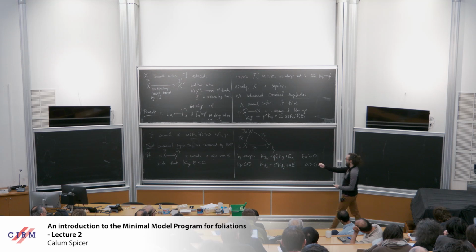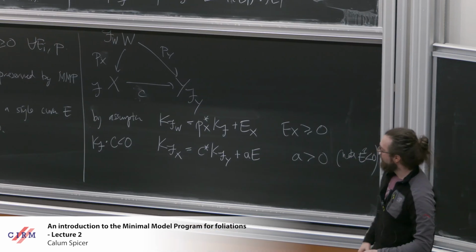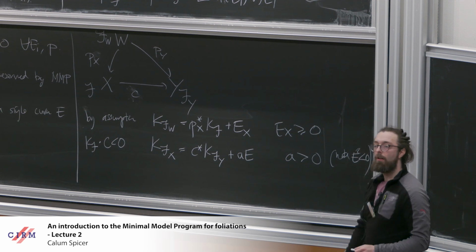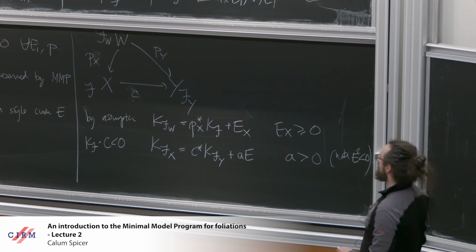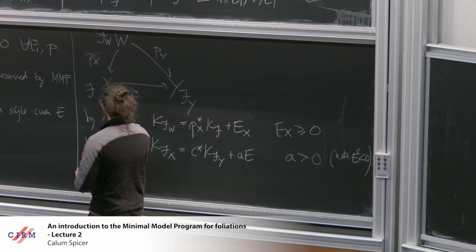So again, we see E is a contractible curve, so we know that E squared has to be negative. So note E squared is negative. Yes, dot E, thank you. Yes, perfect.